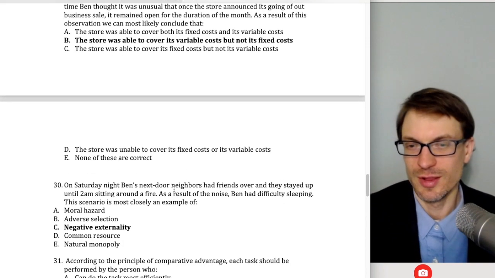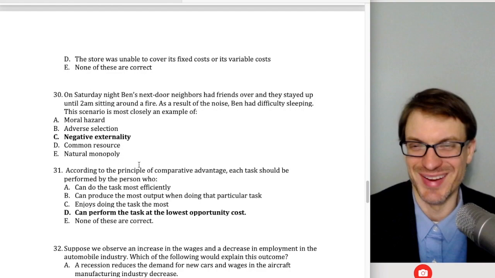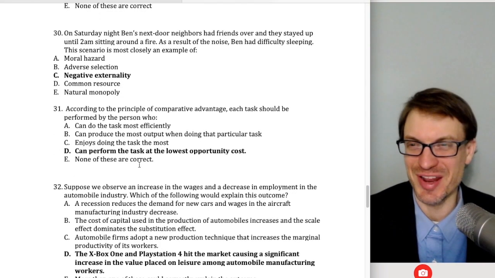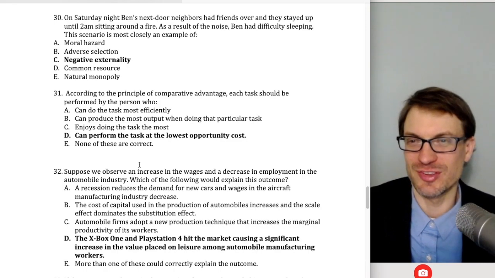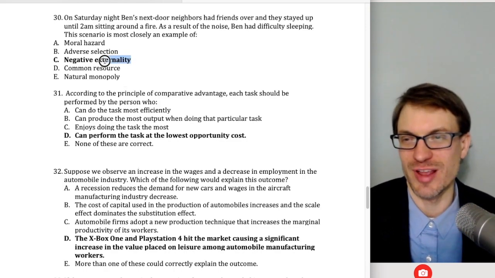All right. On Saturday night, my next door neighbor had friends over, and they stayed up till 2 a.m. sitting around a fire. As a result of the noise, I had difficulty sleeping. This is an example of negative externality.